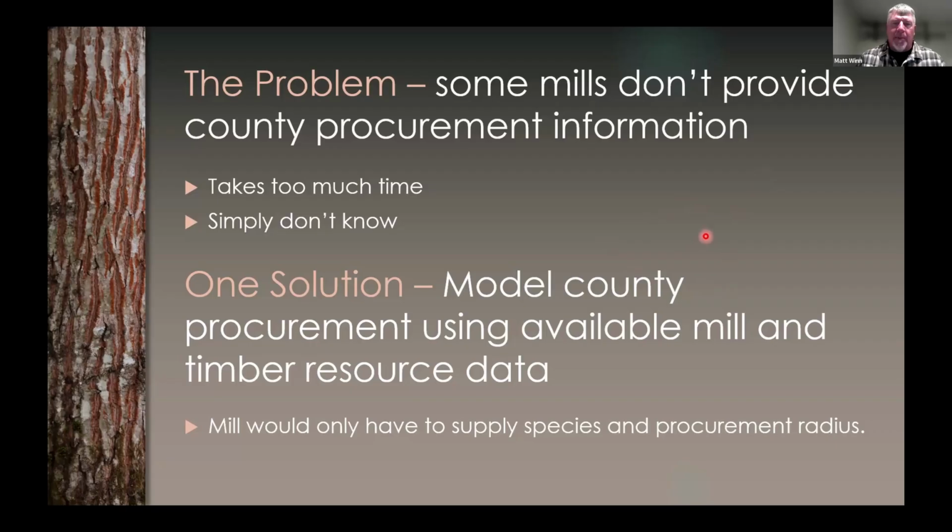So one solution to this problem that we came up with is to model the county procurement using mill and timber resource data. The advantage of using a model like this is the mill would only have to supply the species that they're bringing in as well as their procurement radius.